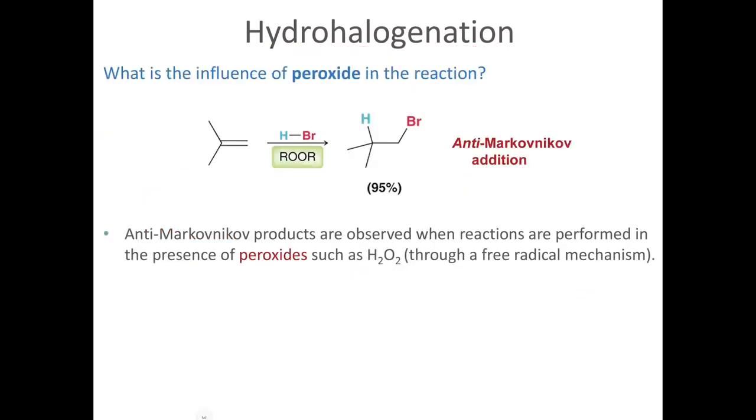If we want to install that nucleophile in the less substituted position, then we need to use a peroxide, where this R could be an alkyl group or it could be a hydrogen. For example, if we use hydrogen peroxide, we can direct the synthesis to give us specifically the anti-Markovnikov product as the major one. The mechanism of this reaction involves a free radical step that we will learn later in chapter 10.